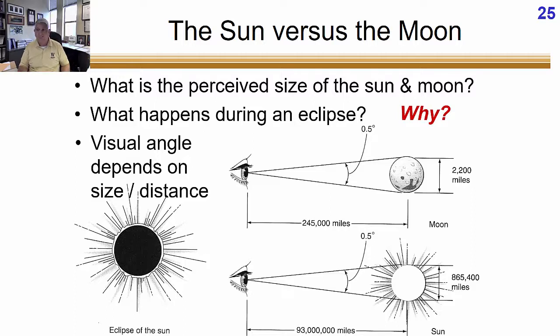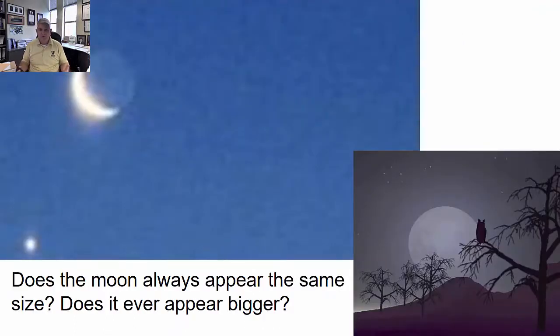All right, speaking about the moon, does the moon always appear the same size? Or have you ever seen the moon and you're like, wow, there's a really big moon tonight, right? What about these two pictures here? Do the moons look the same in both of these images? Do they appear to be the same size? Think about a time when you saw the moon and you thought it was really big. Where was the moon?